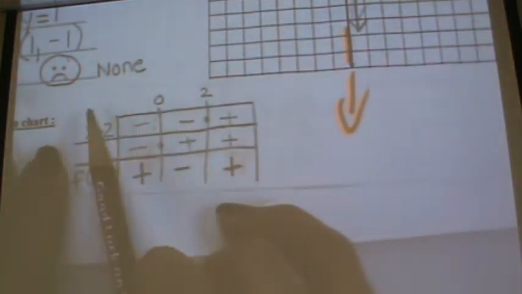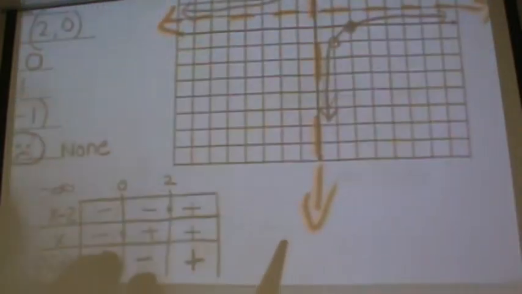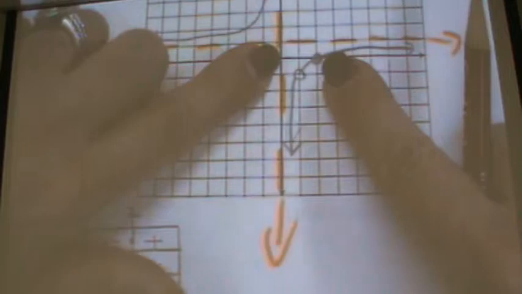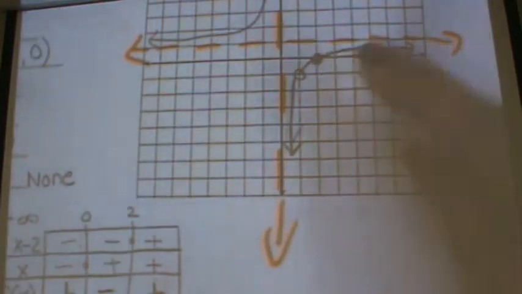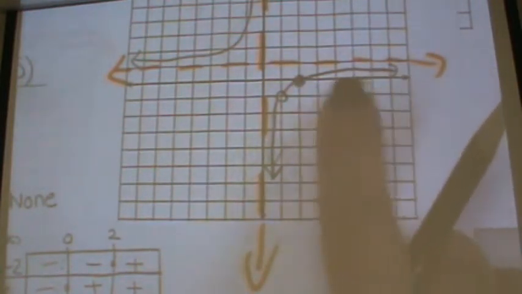So that means from negative infinity to 0. Here's 0. It says that we need to be above the x-axis. So here's above the x-axis. So I drew something in this region. And then from 0 to 2, it says negative. So here's 0 and here's 2. It says that we have to be below the x-axis. This part is below the x-axis. And then from 2 to infinity, here's 2, and here's infinity, it says positive. So we're gonna be above that x-axis. Let's do another one.